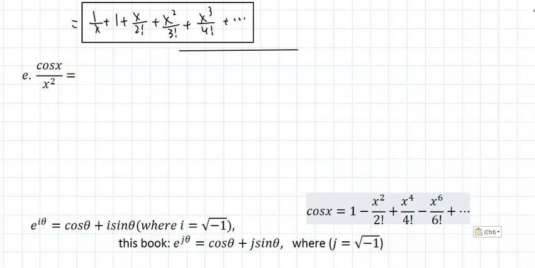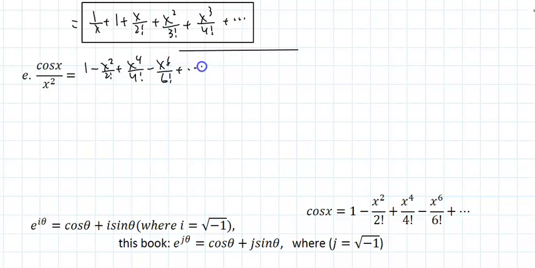so that would be 1 minus x squared over 2 factorial plus x to the 4 over 4 factorial minus x to the 6. Again, all I have to do is use that table. And that would be 1 over x squared minus x squared over x squared, which cancels out. X to the 4th over x squared is x squared. X to the 6th divided by x squared is x to the 4th.